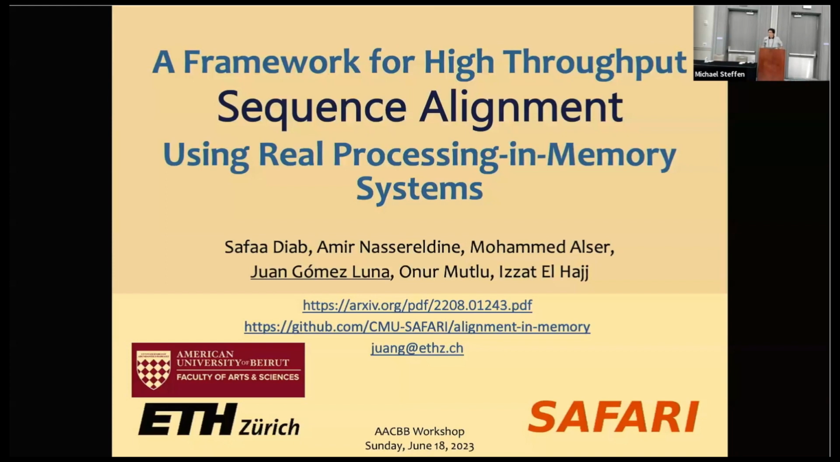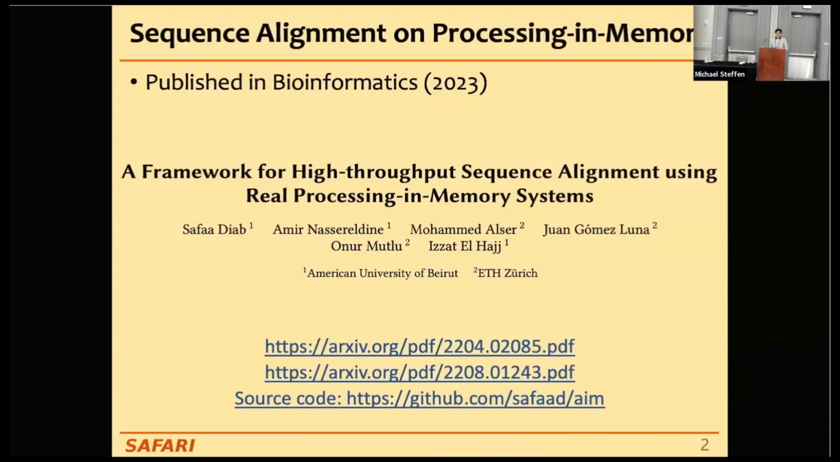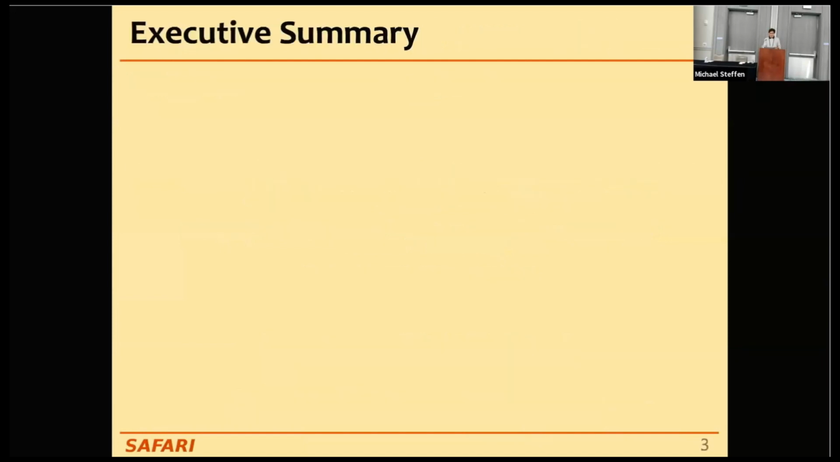Thank you for attending this, I think, last talk of the workshop. And I'm going to present this work, a framework for high throughput sequence alignment using real processing in memory systems. This work has been led by Safa Diab and Professor Izzat Elak from the American University of Beirut, and we have collaborated with them. It has been published in Bioinformatics this year. As you can see, there are a couple of archive versions available, and the source code is publicly available. So let me start with a quick executive summary.